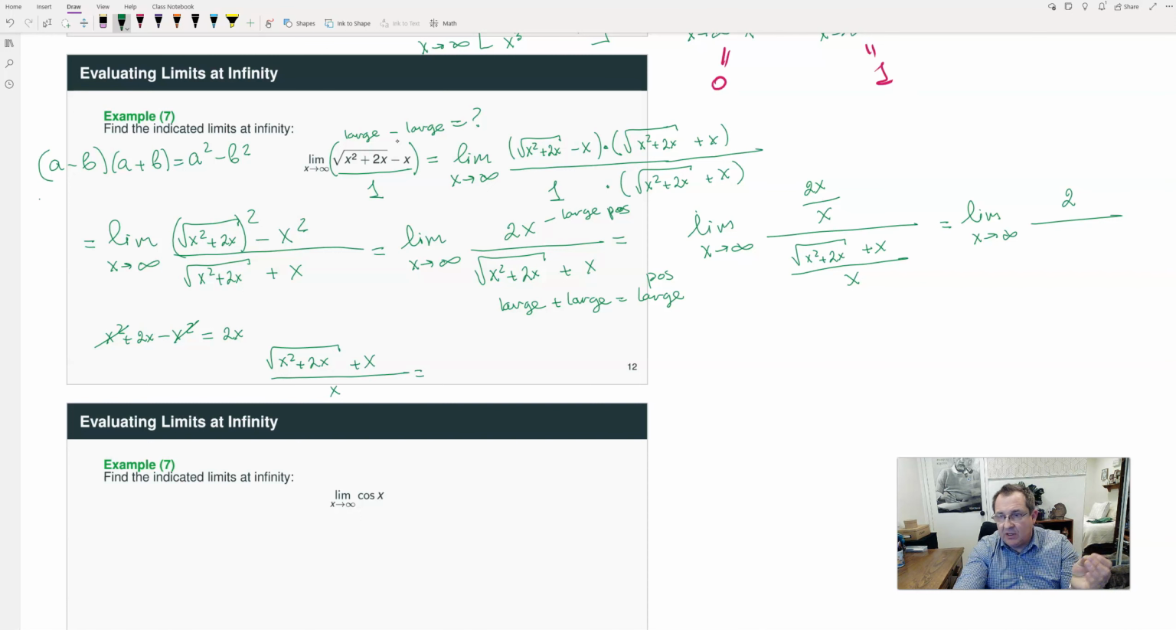Let me start by breaking the fraction into 2, so I'll have x squared plus 2x divided by x, plus x divided by x. Now, the second term is easy. It just cancels out to 1. But the first term is a little tricky. So what we're going to do, we're going to use the following fact.